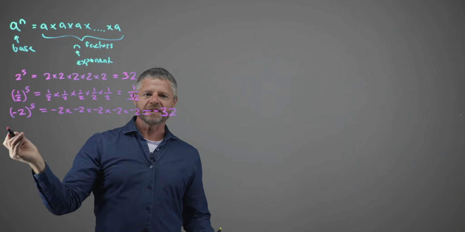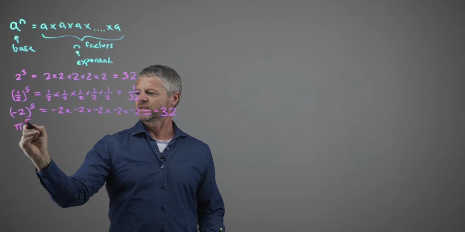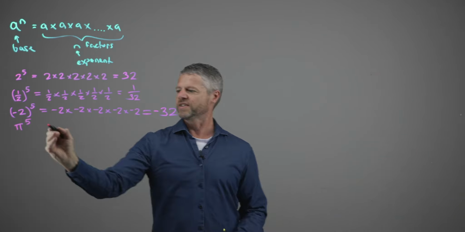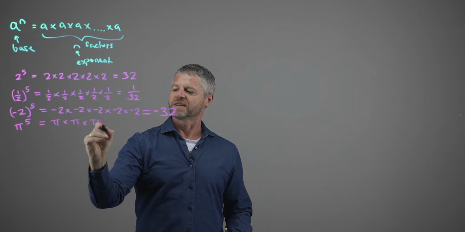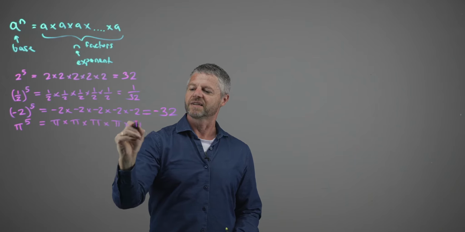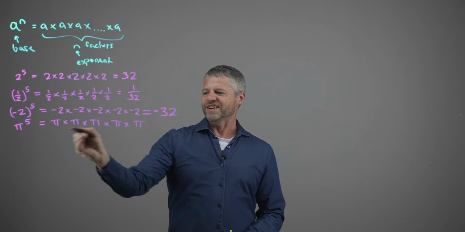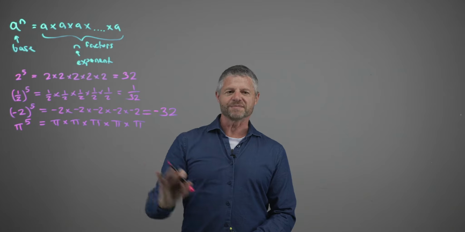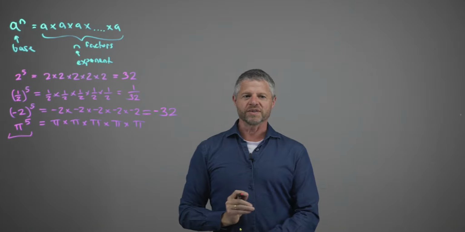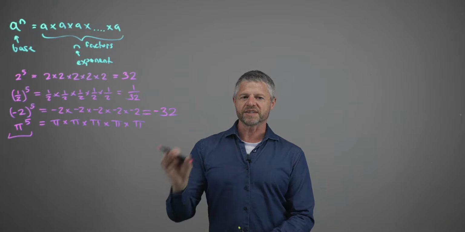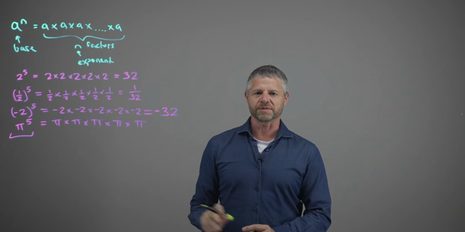The base can be any number, so it could even be an irrational number, like pi. So pi raised to the power 5, it's just pi times pi times pi times pi times pi. And I don't even know what that is as a decimal, but I'm not interested in that at this point. I'm just interested in knowing what that notation means. Pi raised to the power 5 just means pi multiplied by itself 5 times. Let's go through a couple of examples.